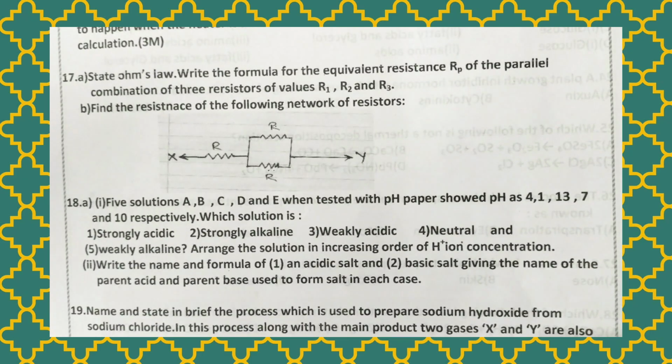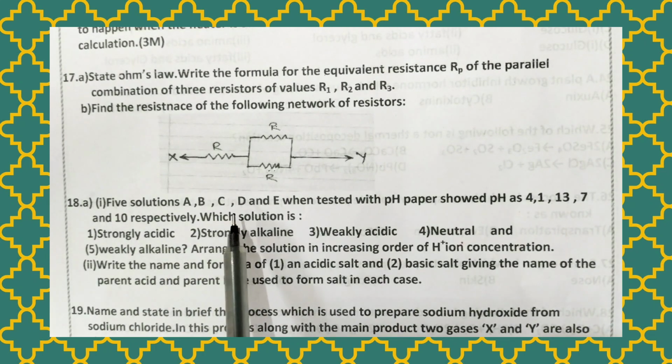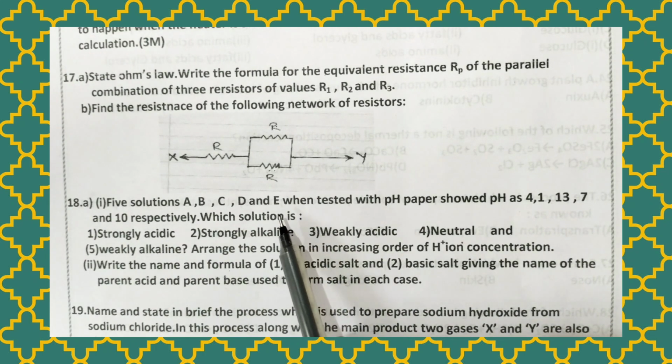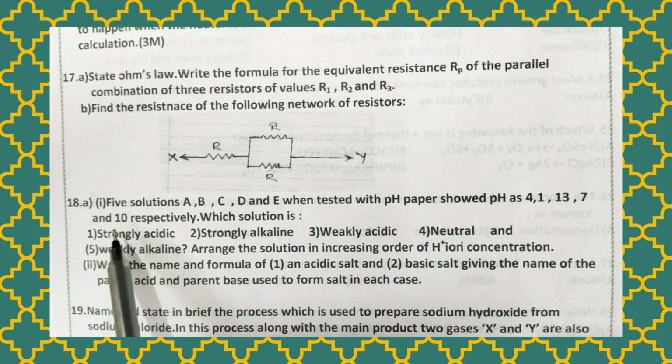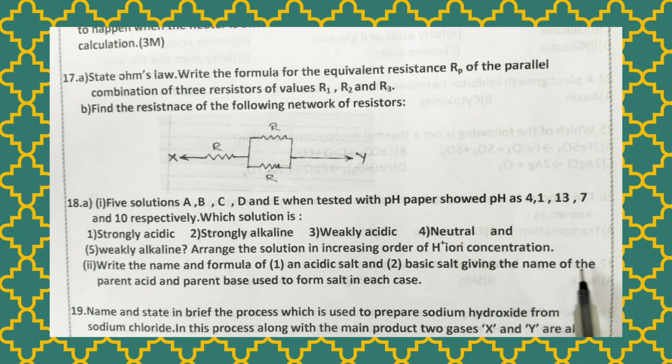Now let us move to the 18th question. 5 solutions A, B, C, D and E when tested with the pH paper showed pH as 4, 1, 13, 7 and 10 respectively. Which solution is strongly acidic, strongly alkaline, weakly acidic, neutral and weakly alkaline? Arrange the solutions in increasing order of their H plus ion concentration. Next, the second question: write the name and formula of an acidic salt and a basic salt, giving the name of the parent acid and parent base used to form the salt in each case. So let us answer both the questions.